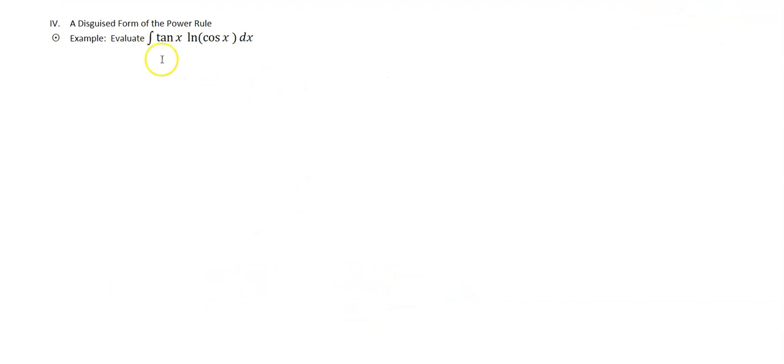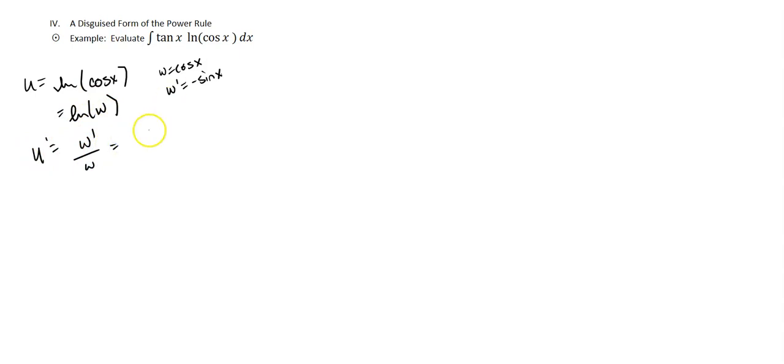This is another example of one where the rule that you need to use might not be super obvious at first. And I might try a couple of different things before I figure out really what I want to do. But I do notice that I have a natural log of cosine of x and I have a tangent of x. So I can't just use it's kind of hard to say.